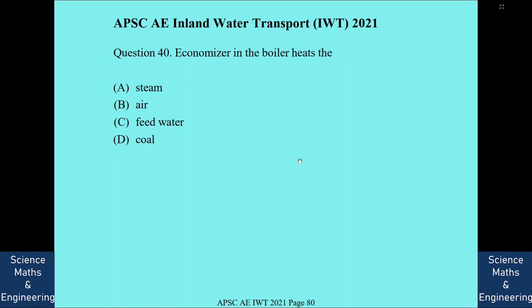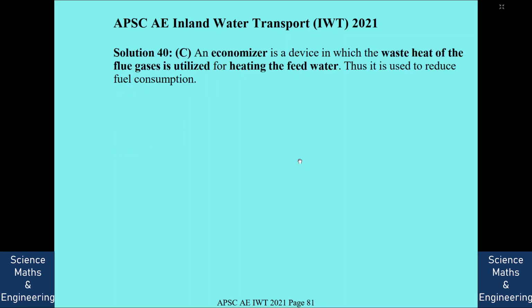Economizer in the boiler heats the A, steam, B, air, C, feed water, or D, coal. So the answer is, an economizer is a device in which the waste heat of the flue gases is utilized for heating the feed water. So it heats the feed water. This is used to reduce the fuel consumption.